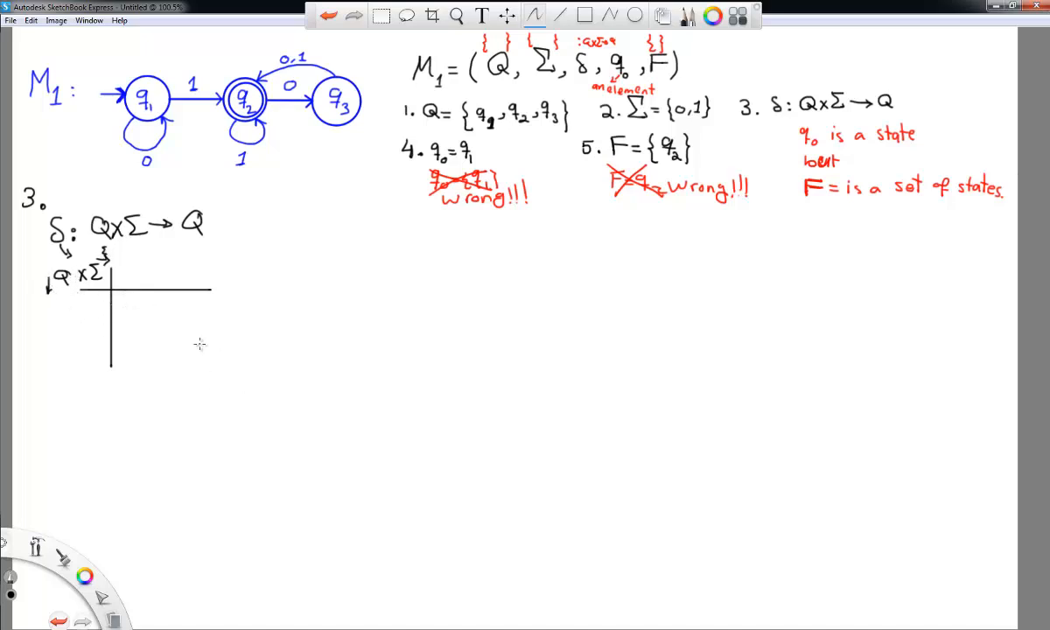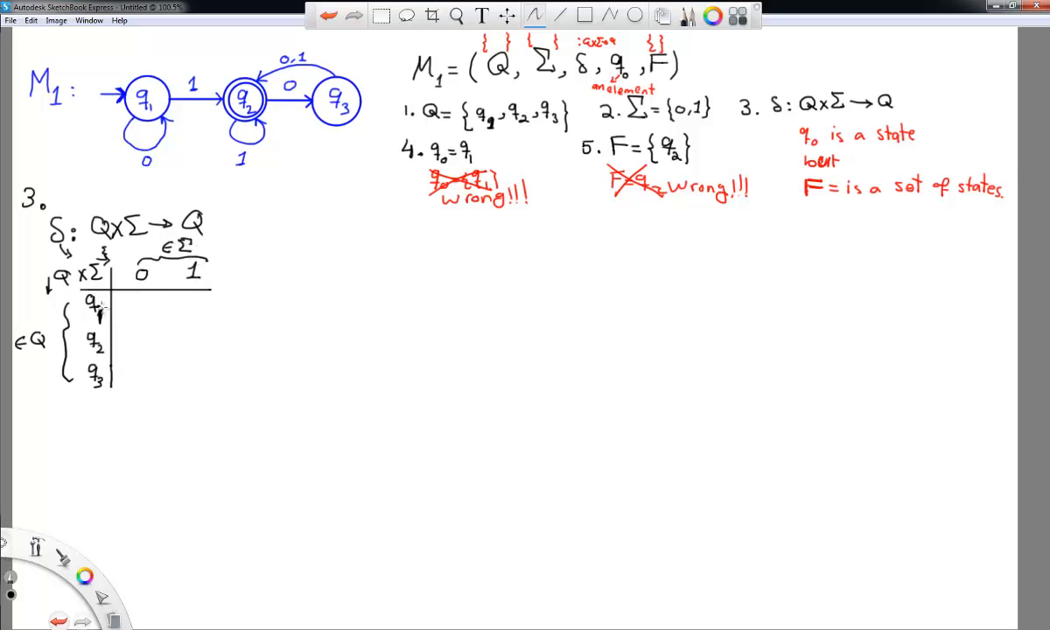The inputs are going to be the elements from Q, which is a set. So over the set of Q, we've got Q sub 0, Q sub 1, Q sub 2, and Q sub 3. And then over here, I've got 0 and 1. So again, remember, these are members of Q, and these are members of sigma.